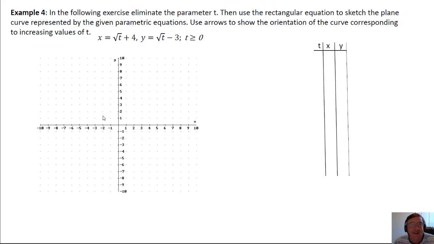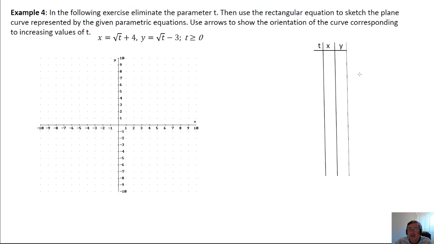Example 4. In the following exercise, we want to eliminate the parameter t and then use the rectangular equation to sketch the plane curve represented by the given parametric equations. And again, we're going to use those arrows to show corresponding increasing values of t. Now note in this one we have x equals the square root of t plus 4, y equals the square root of t minus 3. And again, this one says t is greater than or equal to 0.